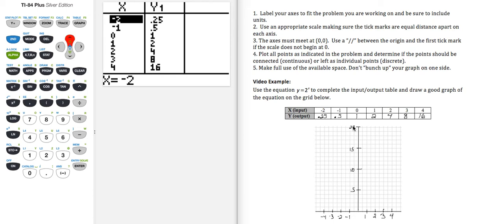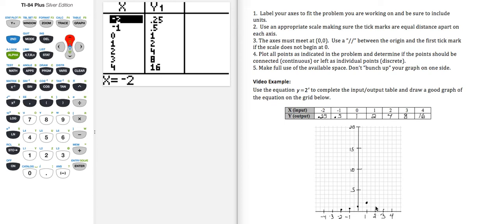Now when I plot these, I'm going to go ahead and plot these with you so that you can see what I'm doing here. When I go to negative 2, 0.25, that is really hard for me to identify accurately. So I'm just going to do the best I can. So that point is going to be about right there. Negative 1, 0.5 is going to be about right there. And then 0, 1. And then 1, 2.